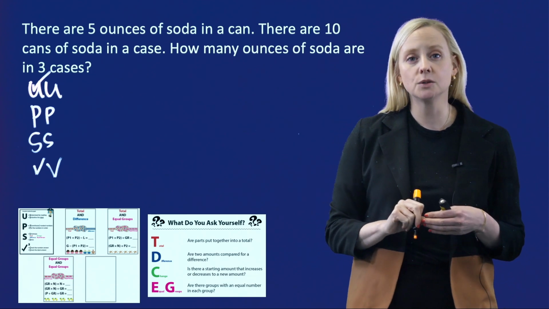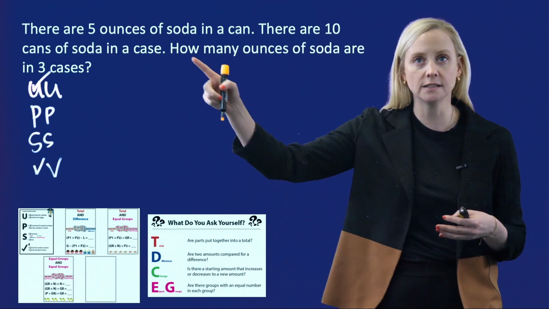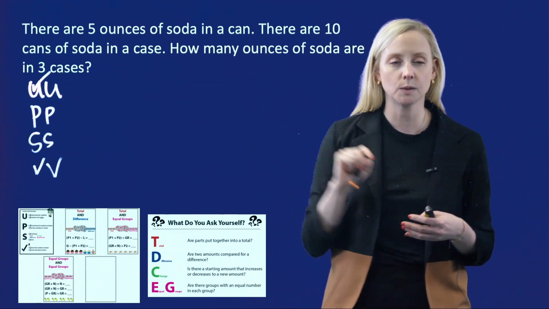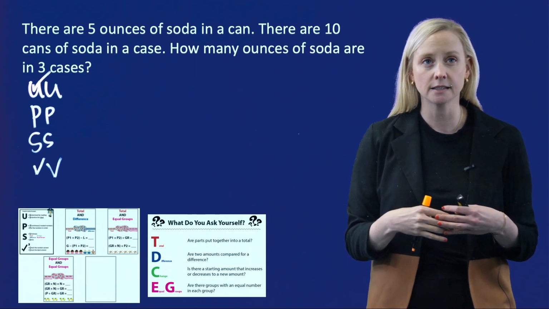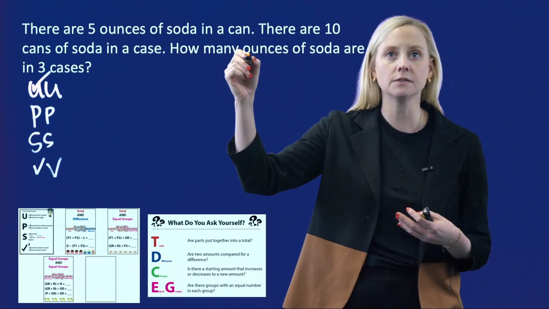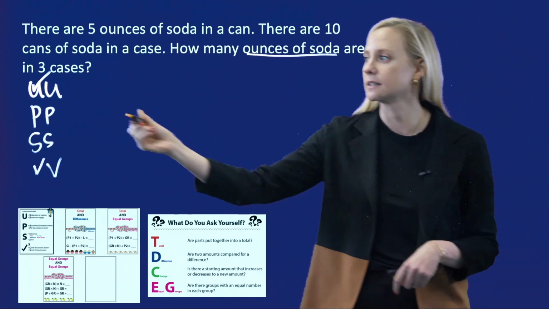My second U is to underline my label. Most of the time I can find the label in the question sentence, which starts with a capital letter and ends with a question mark. This says how many ounces of soda are in 3 cases. I know they're asking me about ounces of soda, so I'm going to go ahead and underline that in our question sentence.